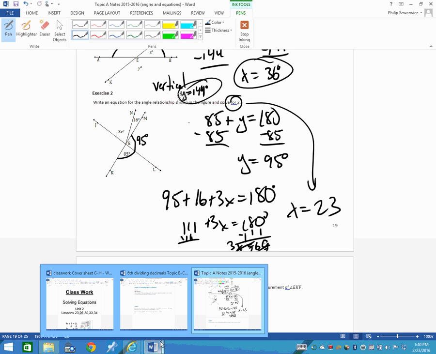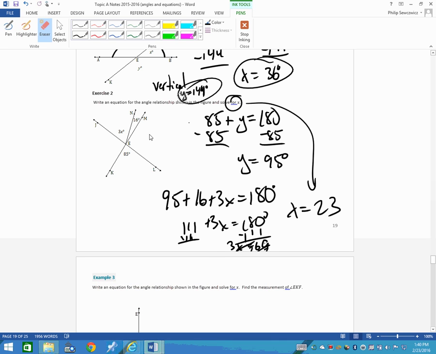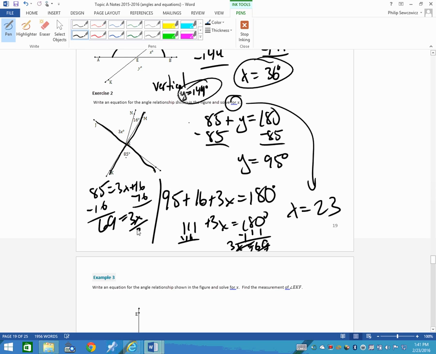Here's the thing though, check this out. Again, different ways we can go about things. I do have vertical angles with this particular line. So 85, I'm going to do a separate problem here. 85 does equal 3x plus 16. If I subtract 16 from both sides and do my subtraction again, I get the exact same problem, and once again, I get 23 again.